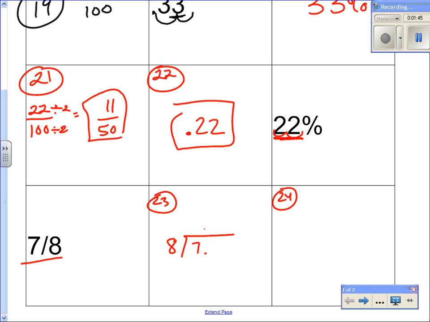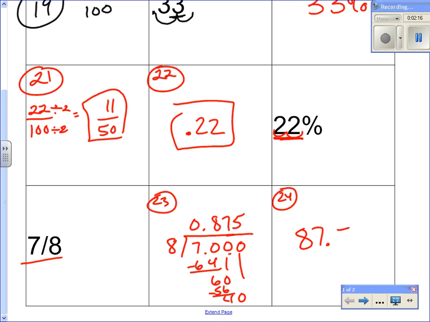Okay, so 8 goes into 7 0 times. 8 goes into 70 8 times. Minus 64 is 6. 8 goes into 60 7 times. Minus 56 is 4. And 8 goes into 40 5 times. So that's 0.875. Okay. Now, to turn that into a percent, I move my decimal over 1, 2 places, and I get 87.5%.